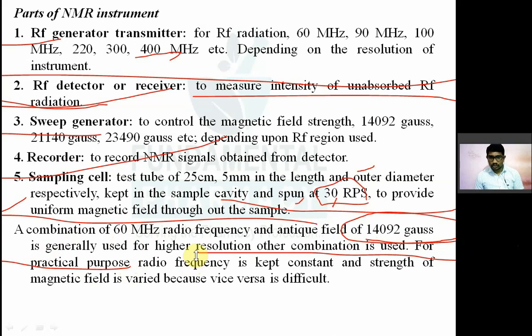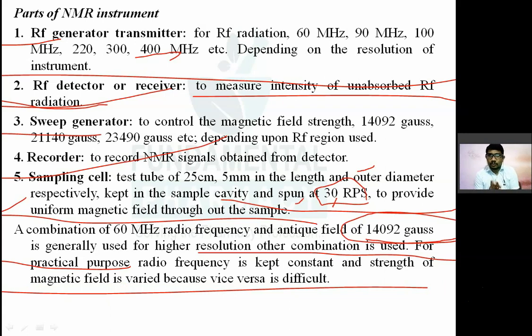कॉम्बिनेशन इज यूज्ड. Radio frequency is kept constant and strength of magnetic field is varied. Because you cannot vary the radio frequency, it is very difficult. So यहाँ पे radio frequency constant रखा जाता है और magnetic field जो है वो vary किया जाता है. That is known as a field sweep. There are two methods, frequency sweep and field sweep.